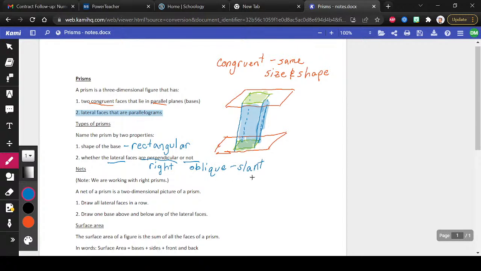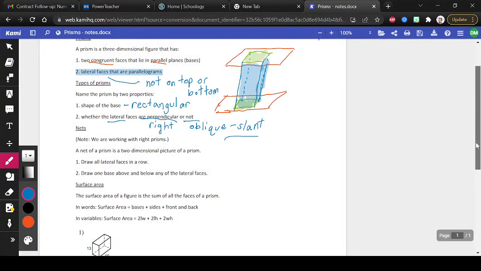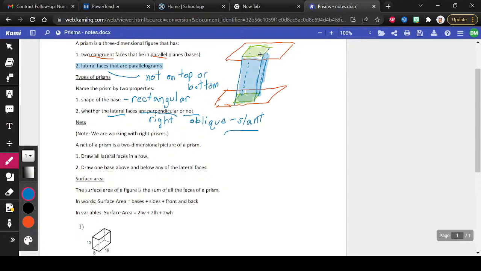So one more time, the lateral faces are not on top or bottom, and if the lateral faces are straight up and down, the figure's right. If the lateral faces are slanted, then it's oblique. Trying to draw a three-dimensional figure on two-dimensional paper is difficult. So what we do is we draw a net. A net of a prism is a two-dimensional picture of a prism.